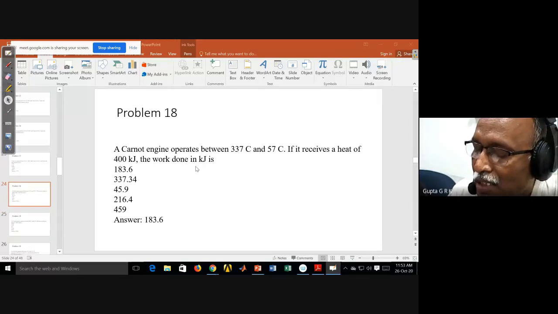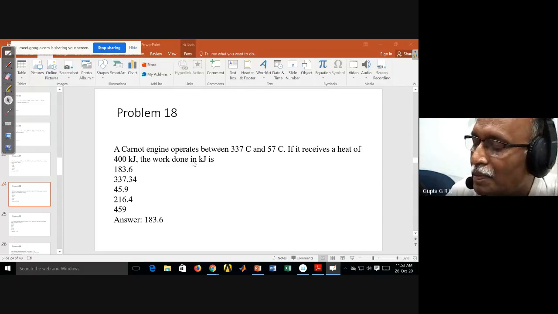And a Carnot engine operates between 337 degrees centigrade and 57 degrees centigrade. If it receives a heat of 400 kilojoules, the work done in kilojoules is. Because I am given TL and TH, I can find out the efficiency. Efficiency is also equal to W by QH. QH is given, so I have to find out W.